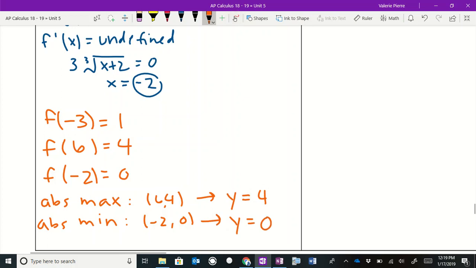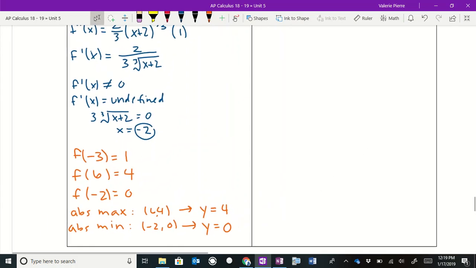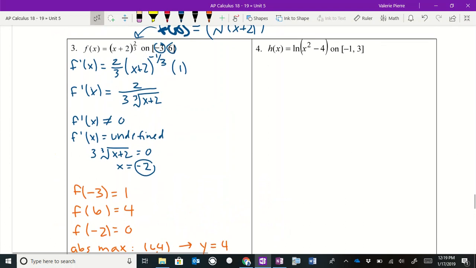Okay, so what I want you to do is number 4. Identify, can you use the extreme value theorem here? Is it applicable? And if it is, then find your absolute max and mins.